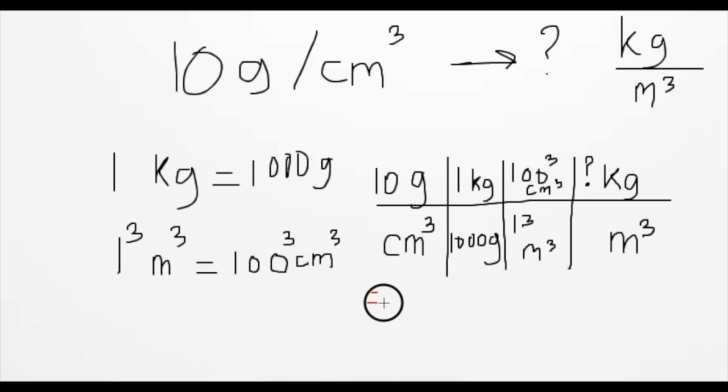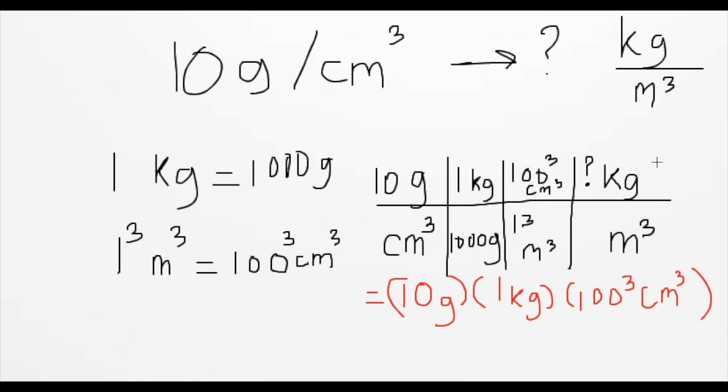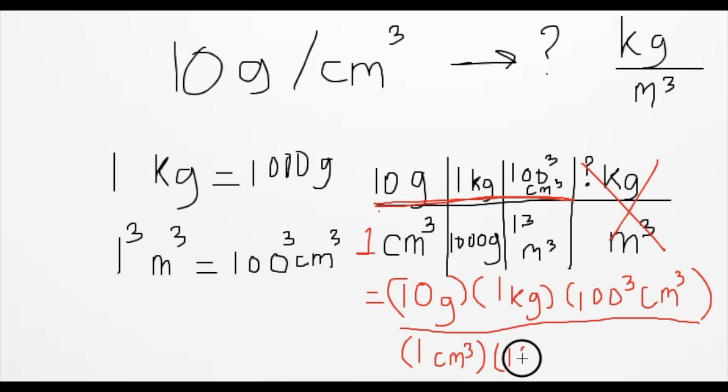Now that we have all of the numbers in the table, we multiply across the top, so I'm going to write everything in the top boxes next to one another being multiplied, except this last box. This is what we are trying to achieve, but we will not use it in our multiplication. So we multiplied everything across the top, and we are going to divide it by everything on the bottom, because this line here was acting as a fraction. We have centimeters cubed, so this is 1 centimeter cubed, 1,000 grams, 1 cubed meter cubed.